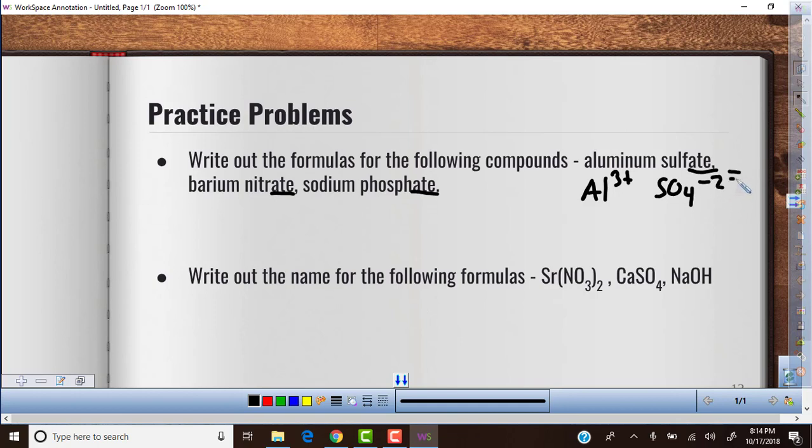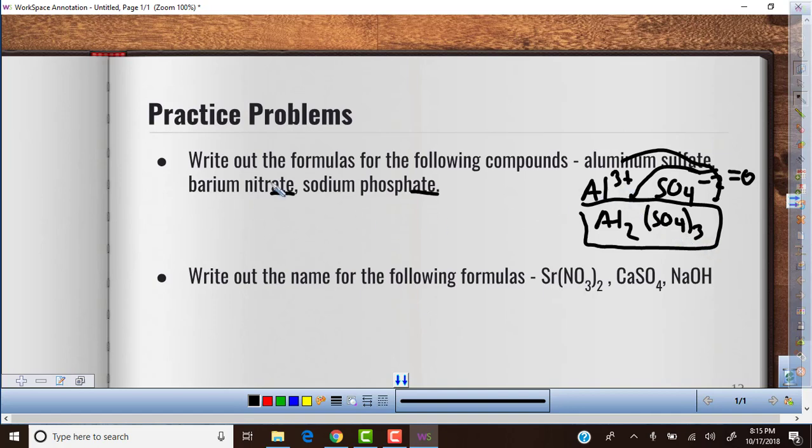Okay? Now our whole goal here again is to balance these out to equal 0. So what you're going to find is that we will need to crisscross the absolute value of our charges. So again, we're going to take the 3 and bring it down here, and the 2 and bring it here. So this is going to be Al2. Now when you have multiple polyatomics, you keep the polyatomic ion the same. You put it in brackets, but the 3 drops down after the brackets. So this tells us that I have 2 atoms of aluminum and 3 of the polyatomic SO4 ions. Okay? So that's how you would write this chemical formula. It is Al2(SO4)3.